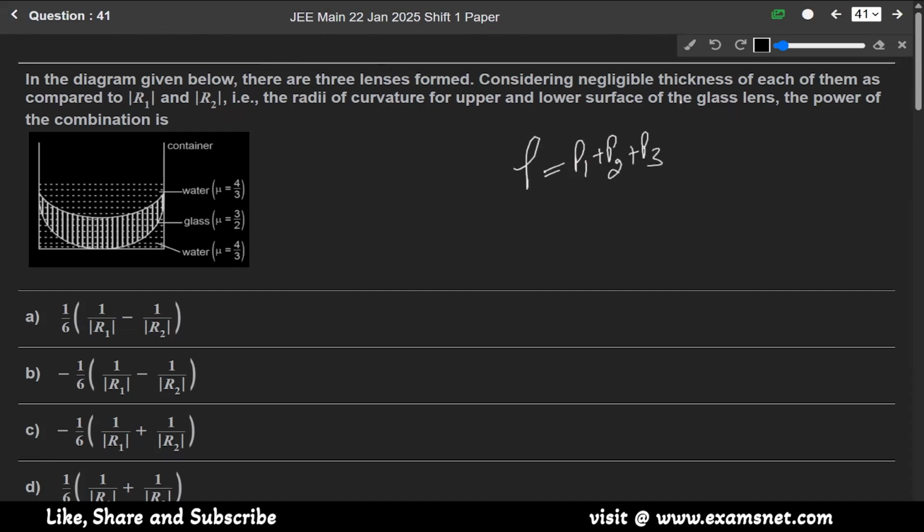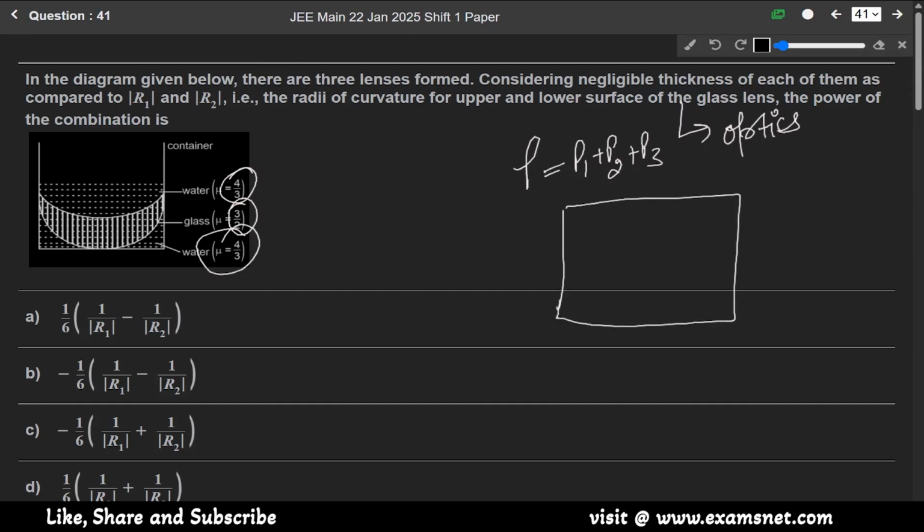First of all, this question is from the chapter of optics. We are given three lenses. Mu of the water is given as 4/3, of the glass is 3/2, and of the water again 4/3. Let us draw this figure, suppose it is like this. Let us consider this as R1 and this as R2.